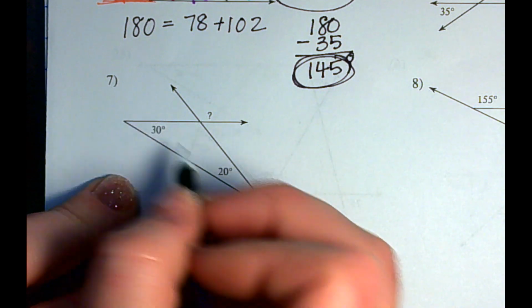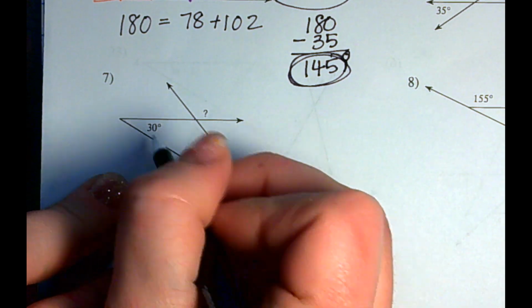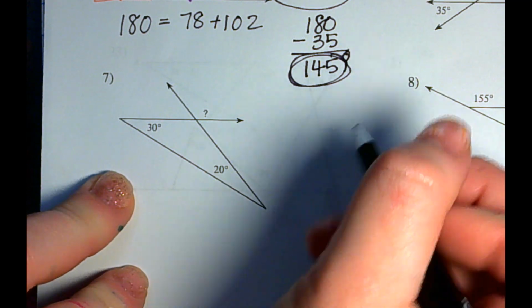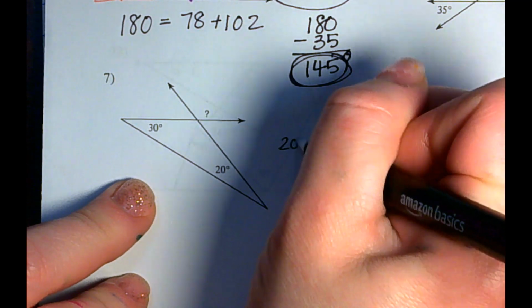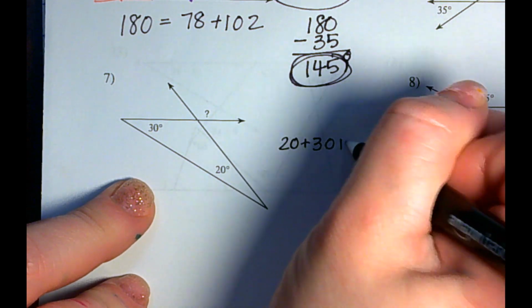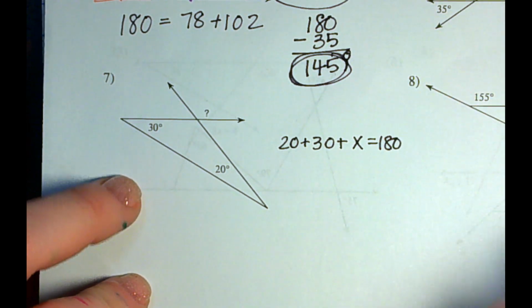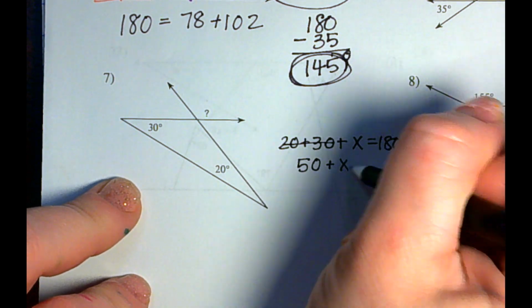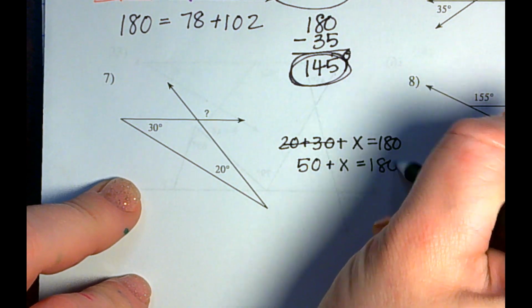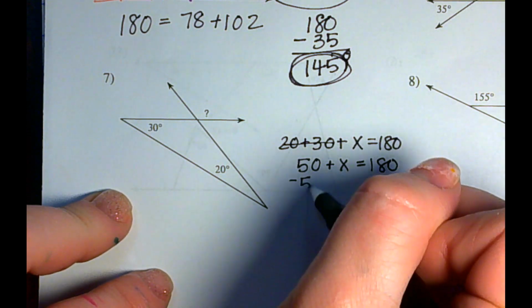Yes, I know that the sum of my interior angles is 180. So 20 plus 30 plus whatever equals 180. So 20 plus 30 plus x equals 180. Okay, 20 plus 30 is 50, plus x equals 180. Okay, we subtract 50.